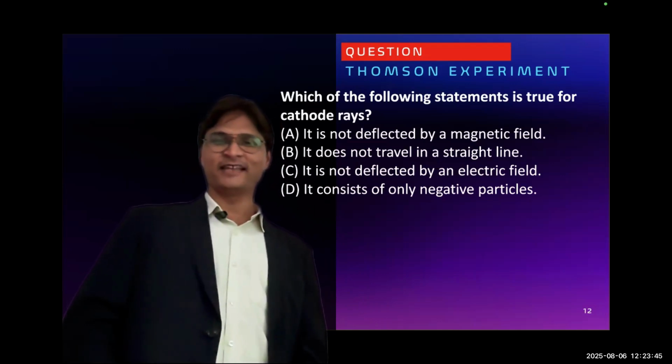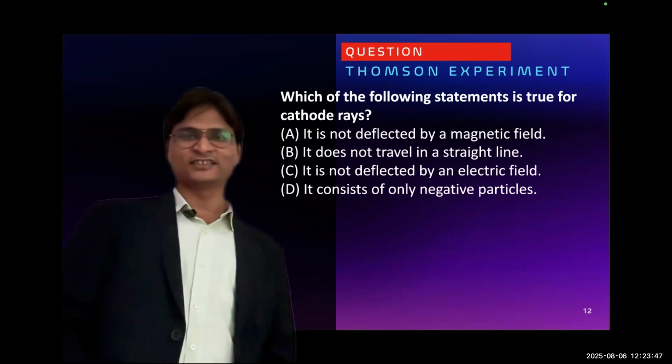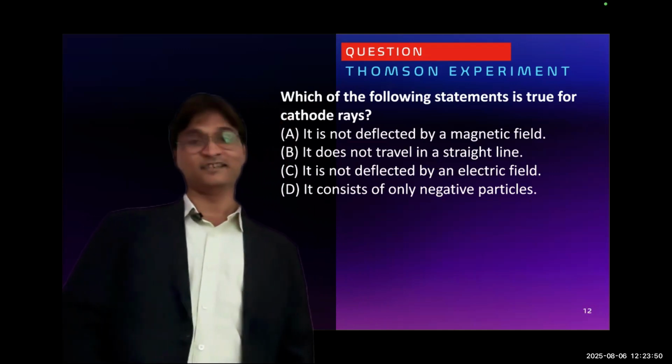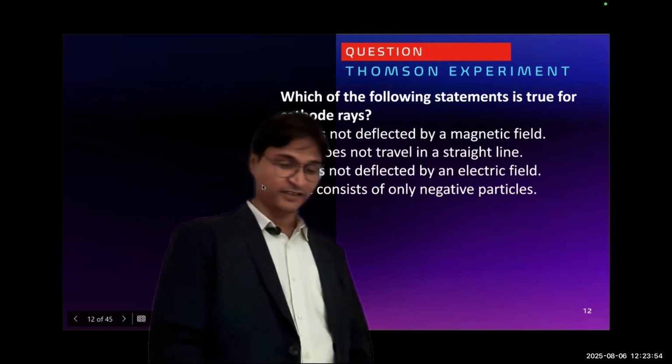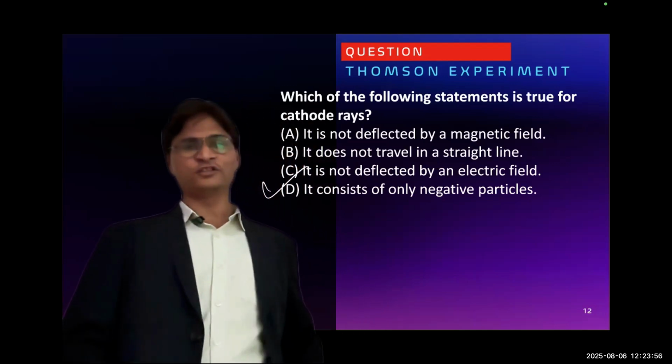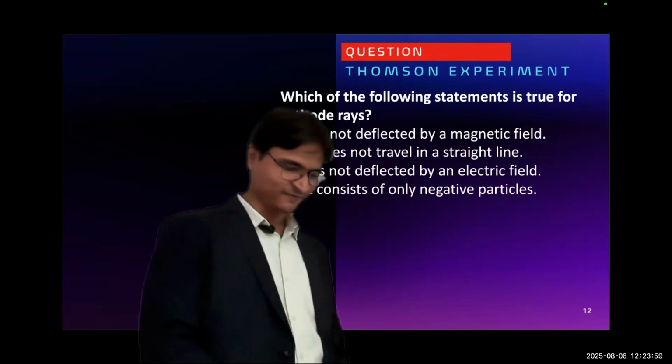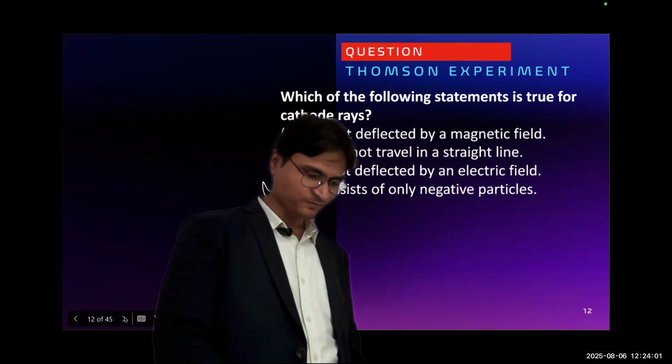It is not deflected by electric field. That's also wrong. It consists of only negatively charged particles. This is correct. So this is true for cathode ray. Option D, definitely, no doubt, no hesitation, D is correct. Okay. Next question.